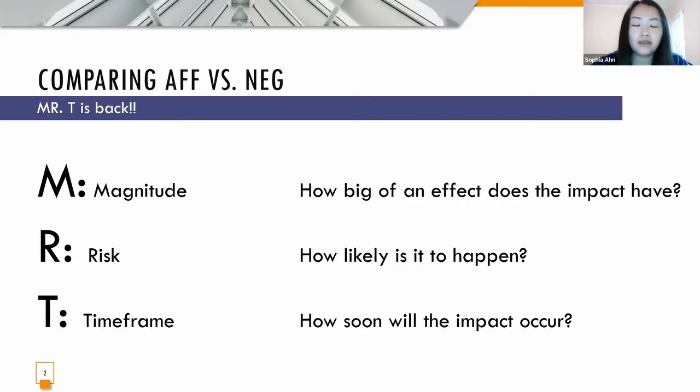And you can ask yourself, if the affirmative has a nuclear war impact, and the neg has a global warming impact, well, maybe you can ask yourself which one is more likely to happen, or which one is going to happen sooner? And that might lead you into the side that you should vote for. But again, always let the affirmative and the negative tell you which side you should try and vote for. A lot of times they'll give you a Mr. T, especially in the rebuttals, and that's definitely something to take note of.